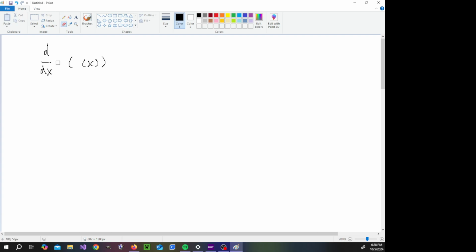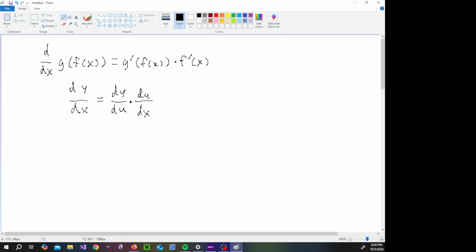What did I just say? G as the outside function. So how this actually ends up happening is this goes to g prime of f of x times f prime of x. Another way to write this is dy dx, right? The derivative of the function y with respect to x is the derivative of y with respect to some new variable u times du dx.